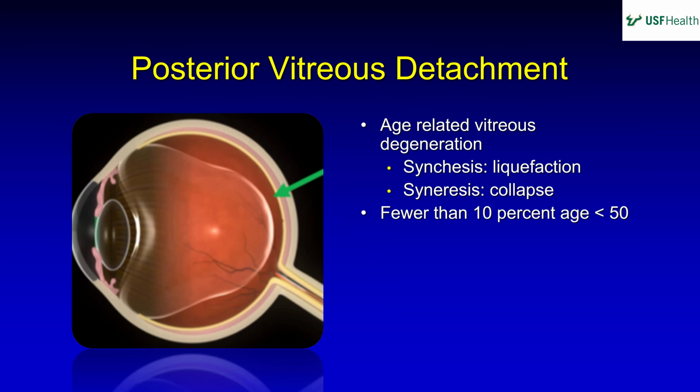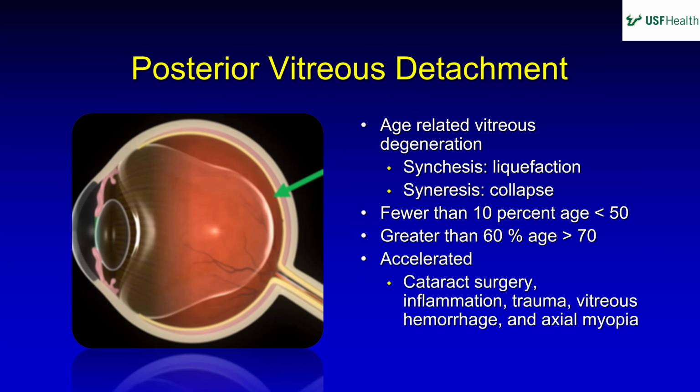It's uncommon when you're younger. Fewer than 10% of people under 50 get this, but when you get older, it's common. Over 70, 60% of people get it. Although it's funny, you'll see people in their 80s and 90s who do not have posterior vitreous detachments. But mostly it happens around 60, 70.